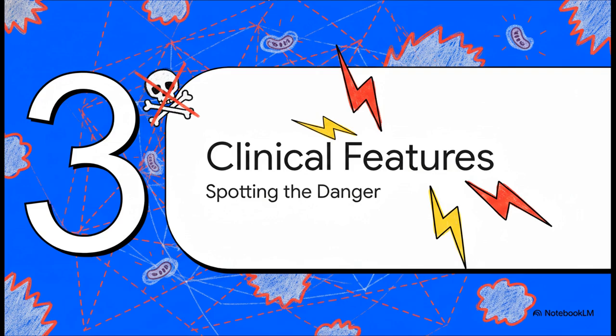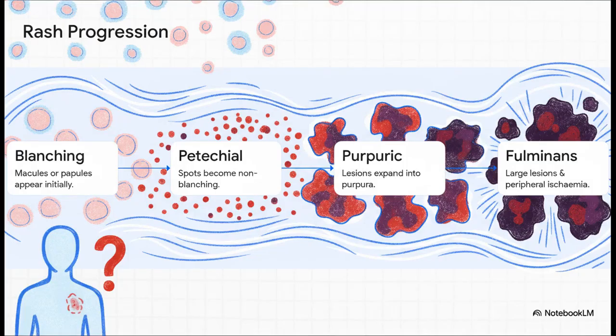Section 3. Clinical features and red flags. Spotting the danger. Let's walk through the terrifying speed of this rash progression. It often starts off innocently enough as a blanching rash with some macules or papules, but it rapidly turns non-blanching and petechial. Then it expands into a purpuric rash, and finally, in the really severe cases, it becomes purpura fulminans, presenting with large purpuric lesions and peripheral ischemia.